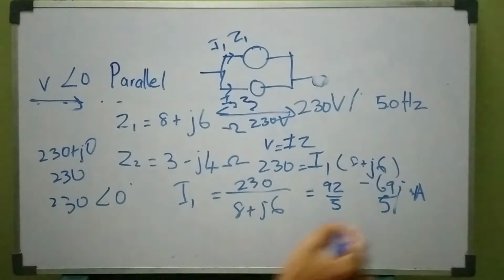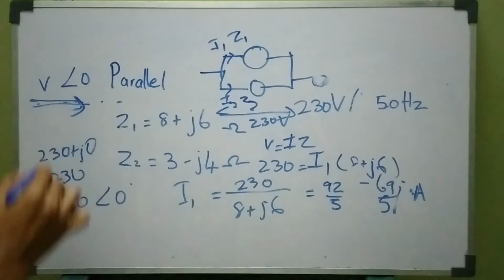This is going to be j. So 92 by 5 minus 69 by 5 into j. You can use either decimal points to show that. In a similar way, you can find the value of I2. For I2 also, we are going to take the voltage phase angle as 0. So we can directly use this.